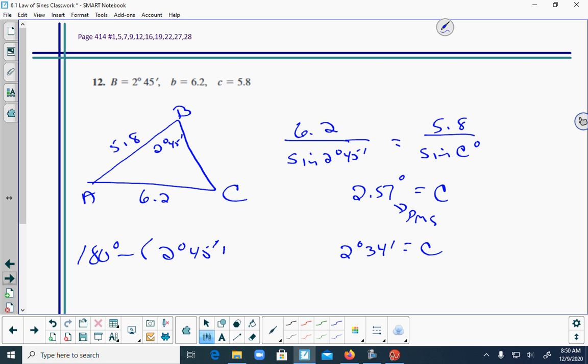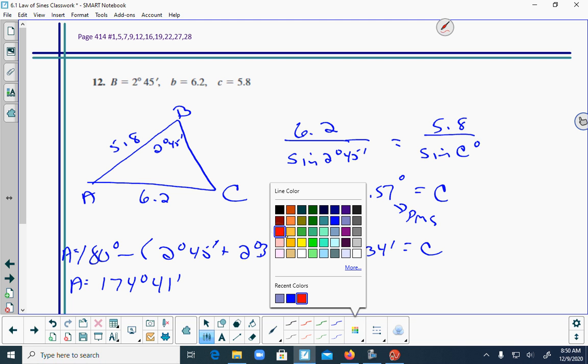Then to find angle A, I took 180, made sure I put the degree symbol, minus 2 degrees 45 minutes plus 2 degrees 34 minutes. And when I did that, I ended up with 174 degrees 41 minutes. I didn't write in what I found, and that's what threw me off.